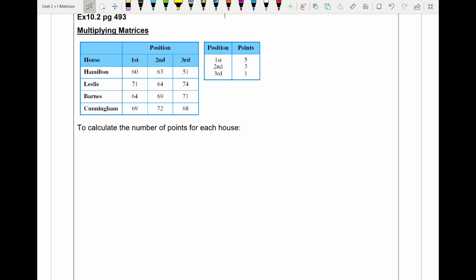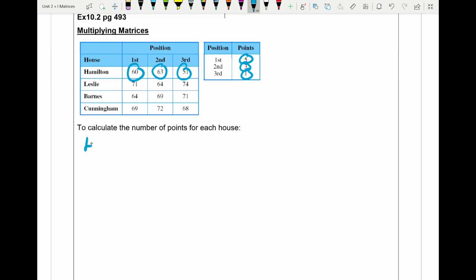If we wanted to calculate the total number of points for each house, we want to take 60 and multiply it by 5, then add 63 times 3, and add 51 times 1. What we can see here is that it would be really useful if we could do this in a single algorithm that multiplied all of these numbers of positions by all of these point scores and just spat out the answer, what is all of their totals. And so matrix multiplication was developed to do just that. So first of all, let's just do it without the knowledge of matrices. So we'll brute force it.